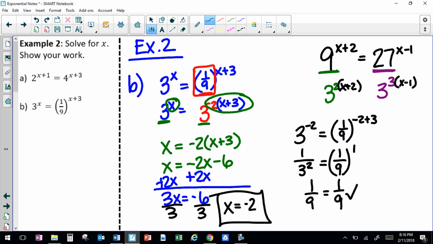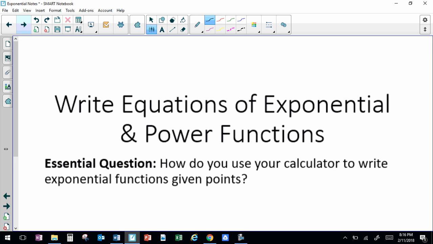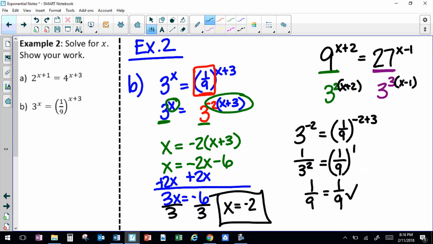Usually setting the exponents equal to solve is the easy part. It's just you having to figure out what your bases should be. Okay, that's it for notes. So now do a repetition and then work on your worksheet.